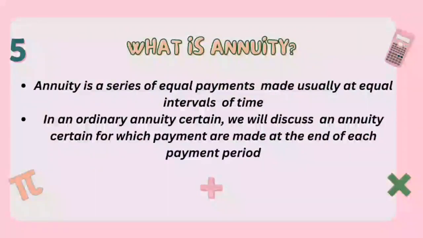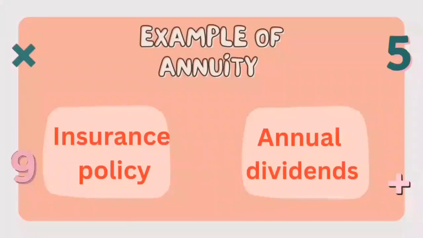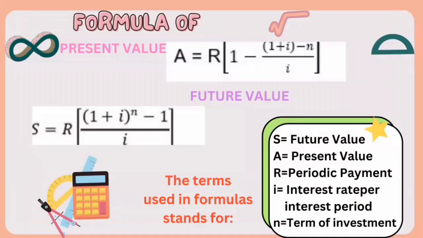What is annuity? Annuity is a series of equal payments made usually at equal intervals of time. In an ordinary annuity certain, we will discuss annuity certain for which payments are made at the end of each payment period. This is an example of annuity: first, insurance policy and annual dividends. This is the formula of present value: A equals R in bracket 1 minus 1 plus i to the power of minus n, over i. Future value: S equals R in bracket 1 plus i to the power of n minus 1, over i.